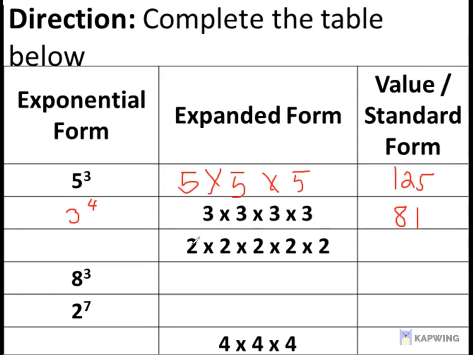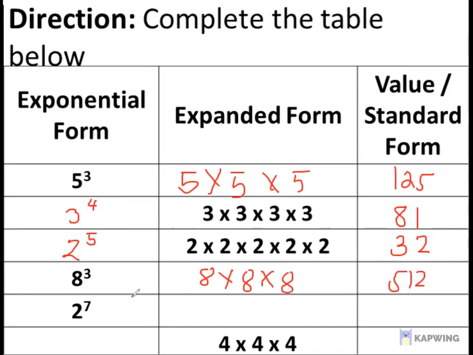So, ito, bilangin ulit natin yung 2. 1, 2, 3, 4, 5. So, we have 5. So, ibig sabihin, ang exponential form niya ay 2 to the 5th power. At ang sagot sa 2 to the 5th power ay 32. So, we have 8 cube. So, tatlong 8. 8 times 8 times 8. So, which is equal to 512.